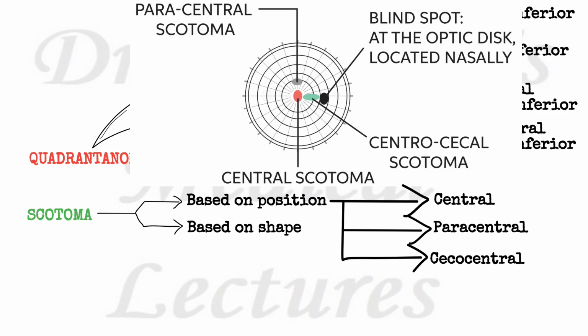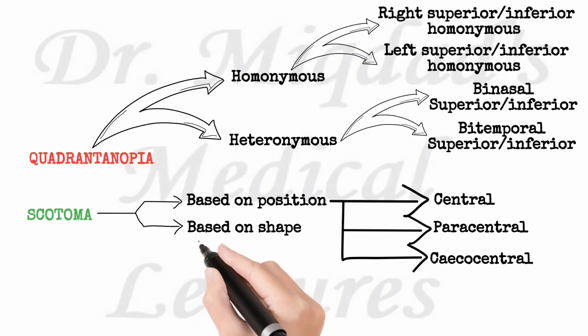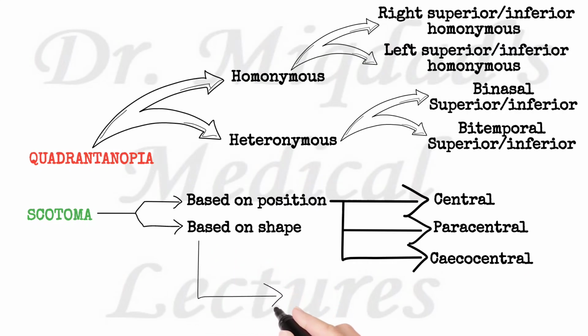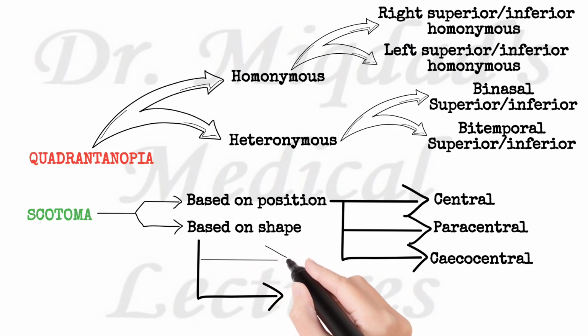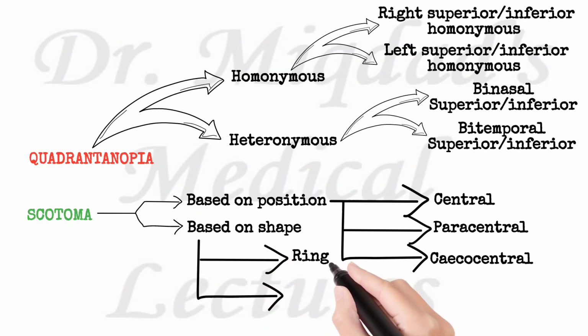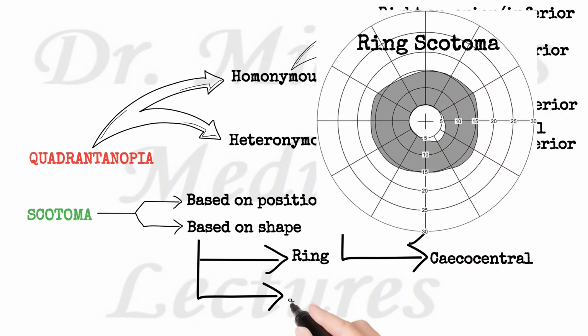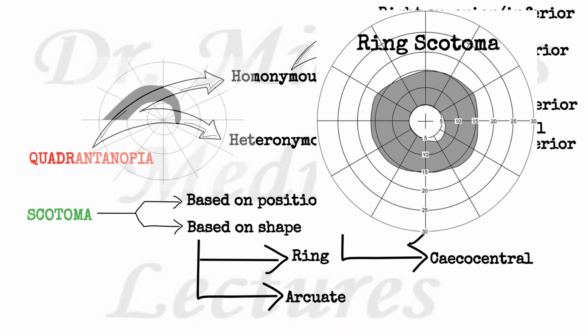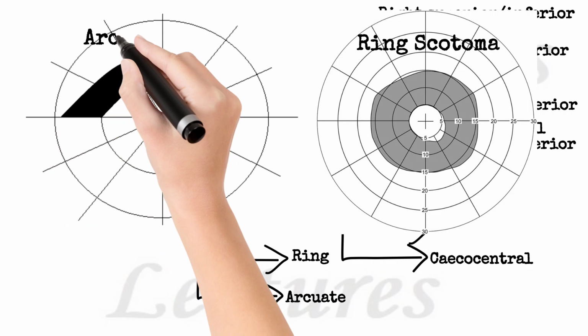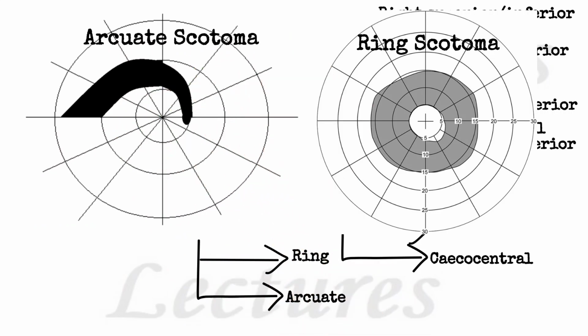Now, based on shape, scotoma can be classified as ring scotoma if it produces annular visual field defects centered on fixation, or it may be arcuate scotoma if it produces an arc-shaped defect of vision arising in an area near the blind spot and extending towards it. Ring scotoma is typically seen in age-related macular degeneration, whereas arcuate scotoma is typically seen in glaucoma.